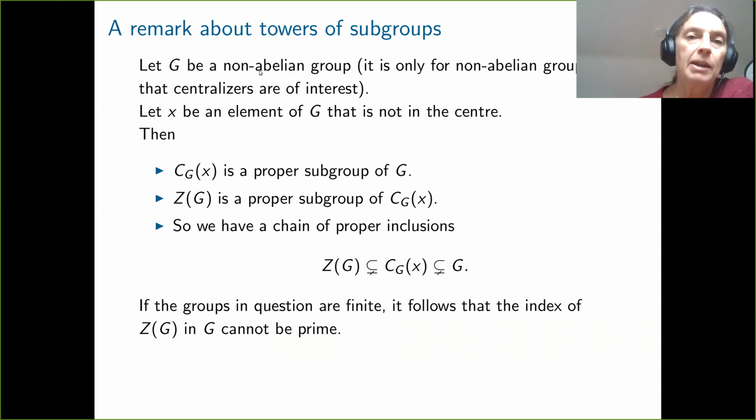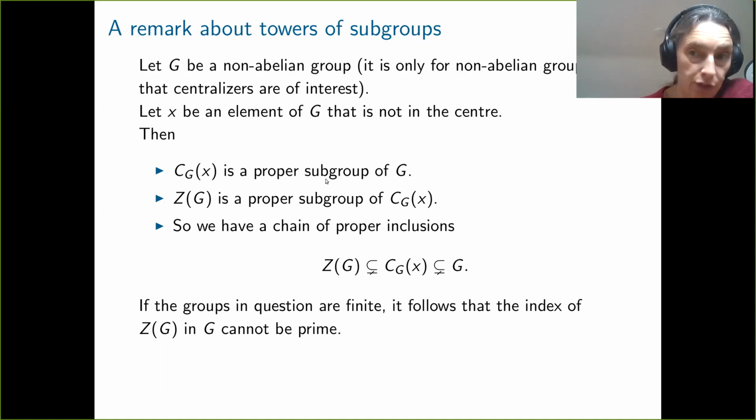Okay, so if G is a non-abelian group, that means that the center of G is not the whole group, because not everything commutes with everything else. There are some pairs of elements that don't commute with each other. So we can take an element of G that doesn't commute with everything, in other words, an element of G that isn't in the center, and call it X. Then a few remarks. First comment is that the centralizer of X in G is a proper subgroup of G.